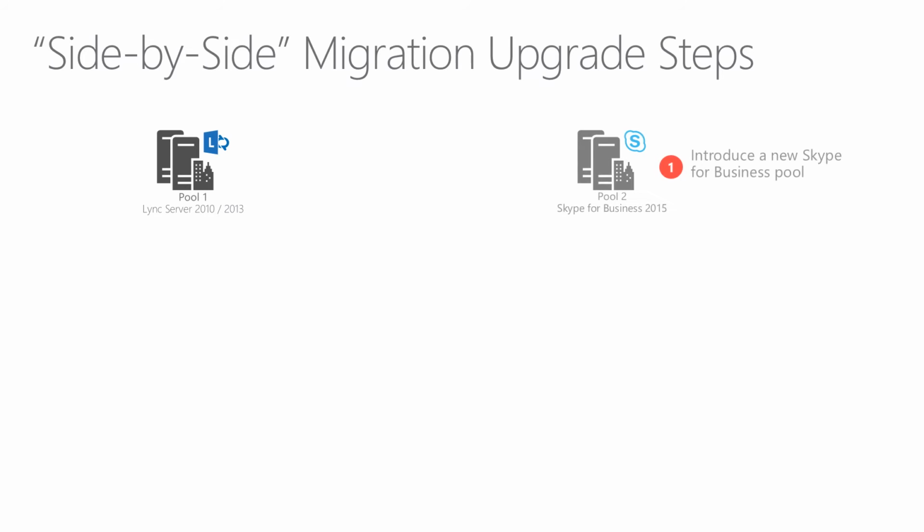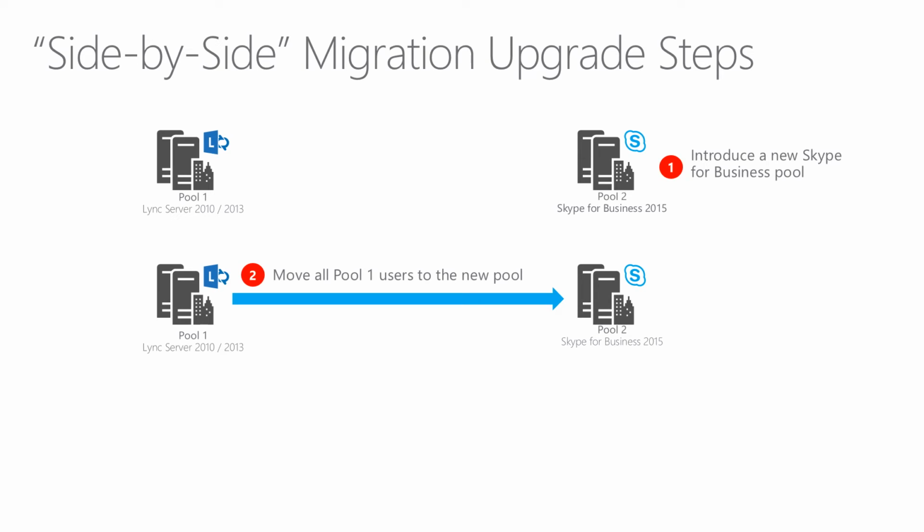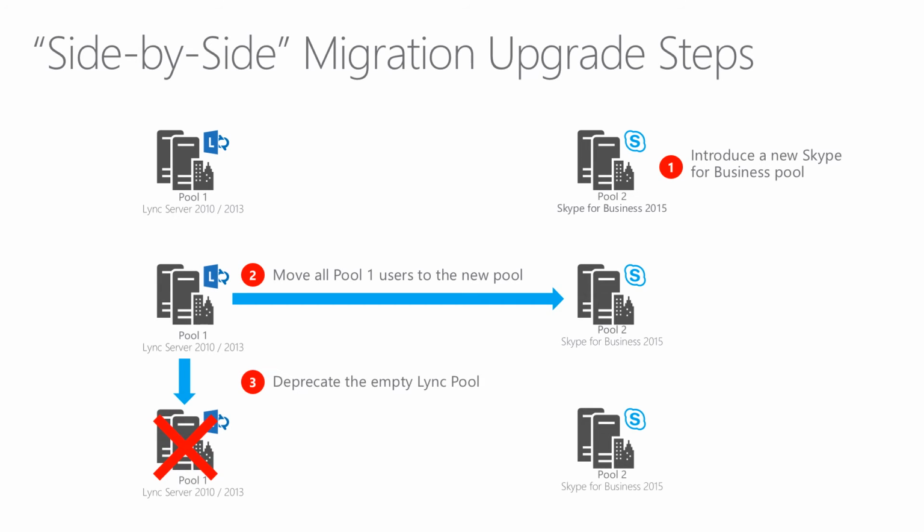Step 1. You've acquired the new hardware and you introduce a new Skype for Business server pool into your topology. Step 2. You move all the users from the Lync Server 2010 pool to the new Skype for Business server pool. Step 3. You decommission the old Lync Server 2010 pool. At this point, you've upgraded your environment to Skype for Business Server 2015.